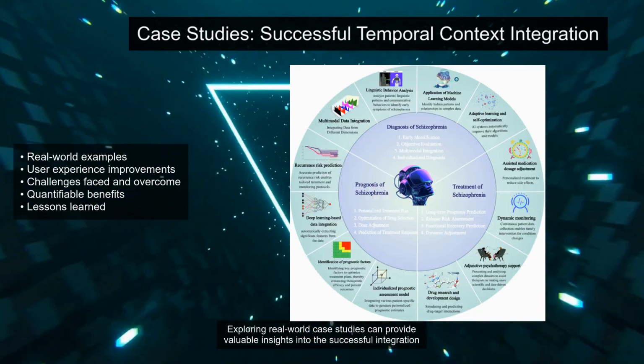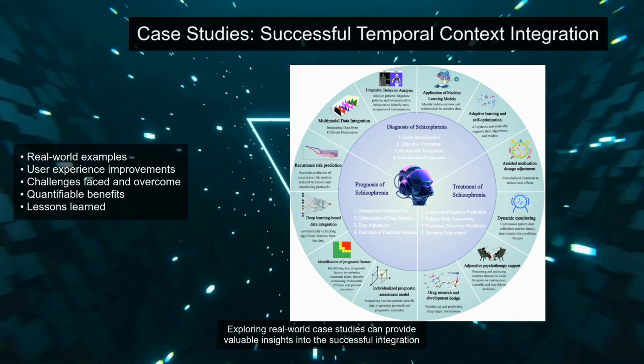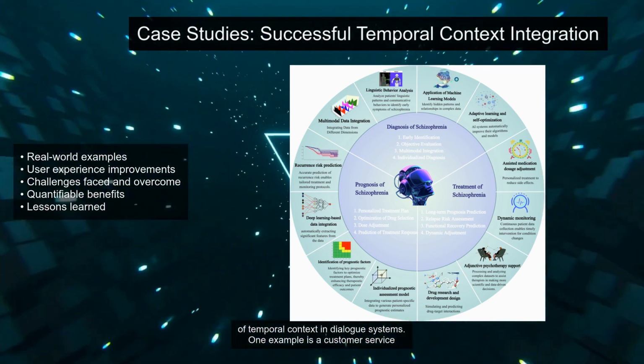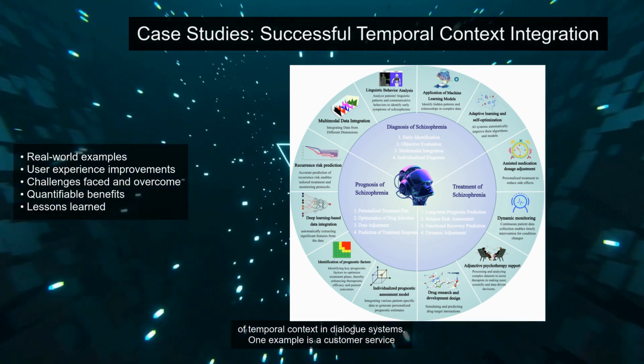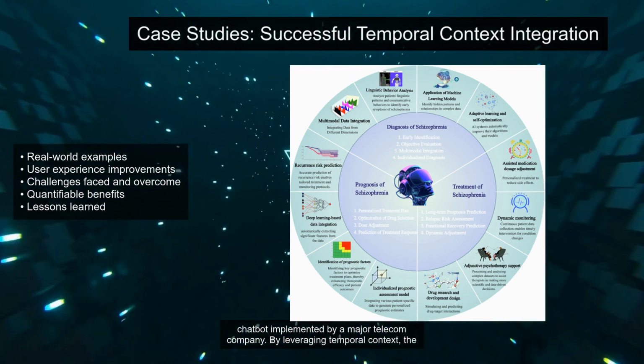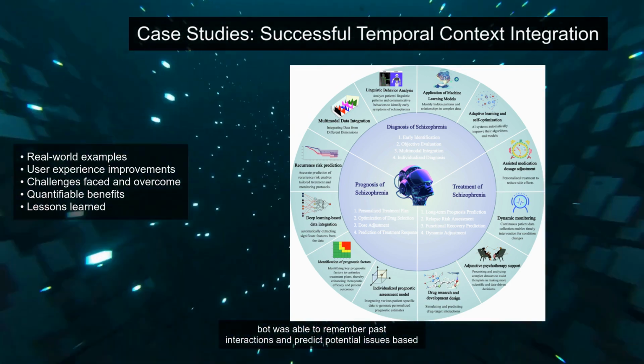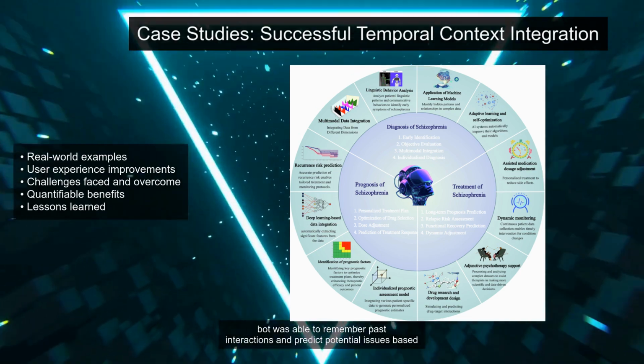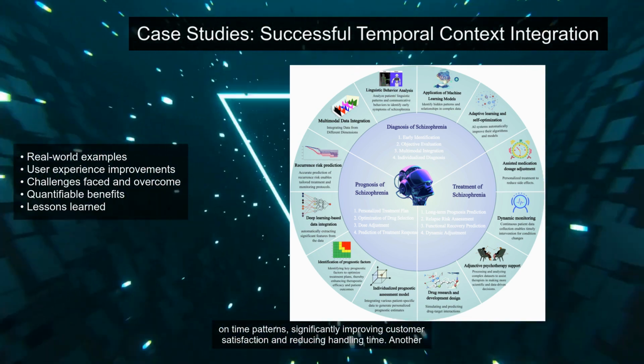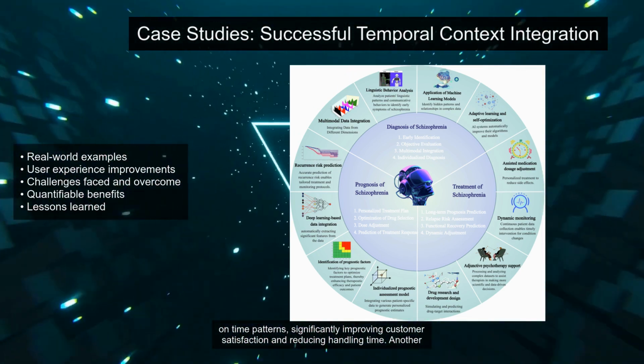Exploring real-world case studies can provide valuable insights into the successful integration of temporal context in dialogue systems. One example is a customer service chatbot implemented by a major telecom company. By leveraging temporal context, the bot was able to remember past interactions and predict potential issues based on time patterns, significantly improving customer satisfaction and reducing handling time.